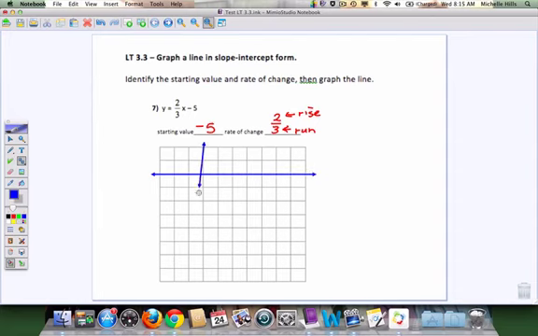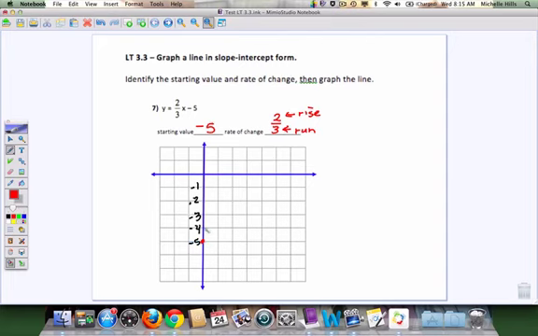I'm going to go up 2 and to the right 3, so I want to set my axes up so that I can do that. So -1, -2, I need to go all the way down to -5. Don't forget to put your scale in. Again, don't forget to use a straight edge and to put arrows at the ends of your axes. So, -5 on the y-axis.